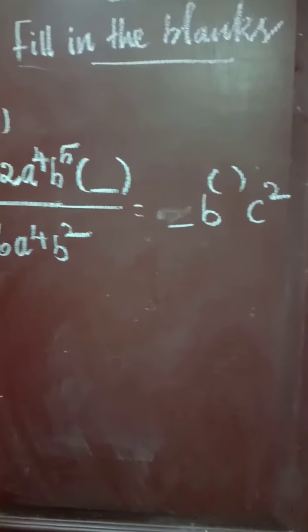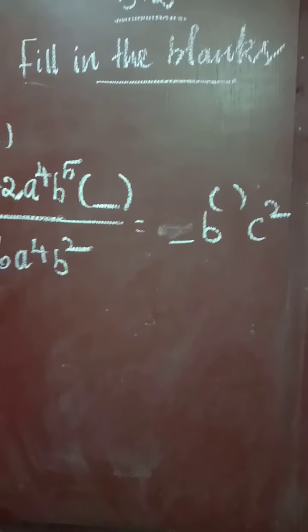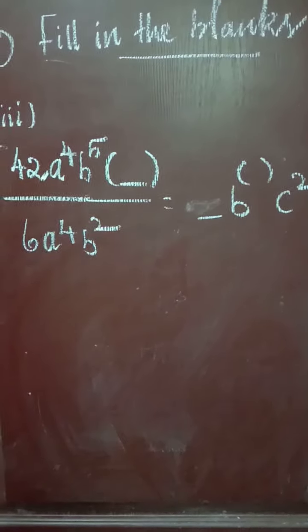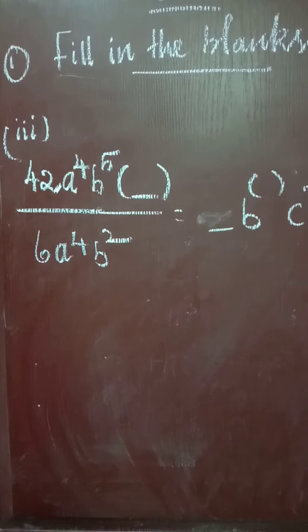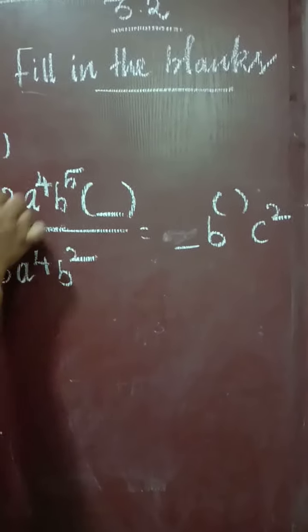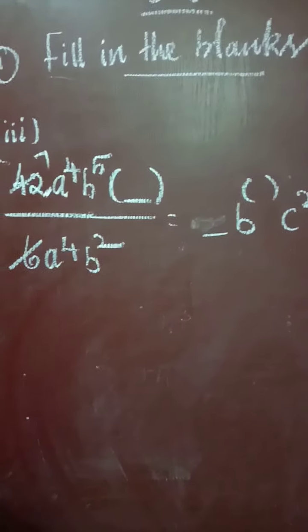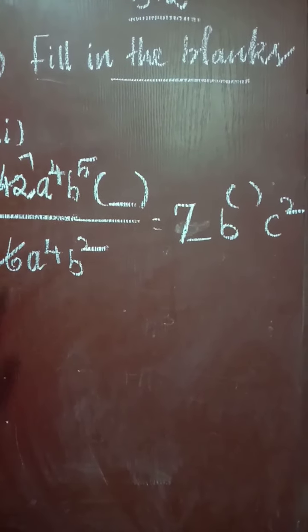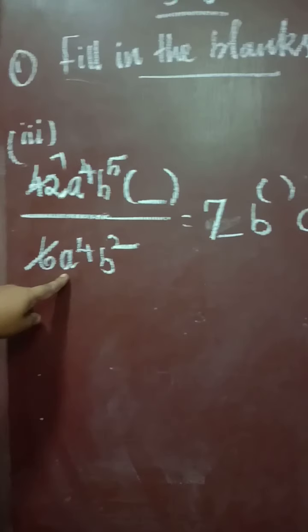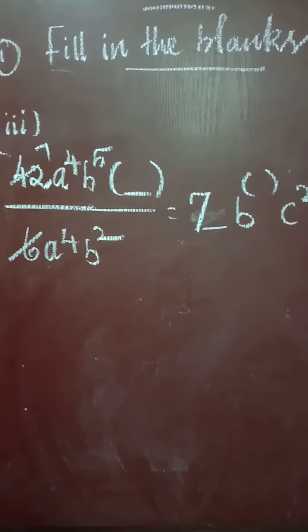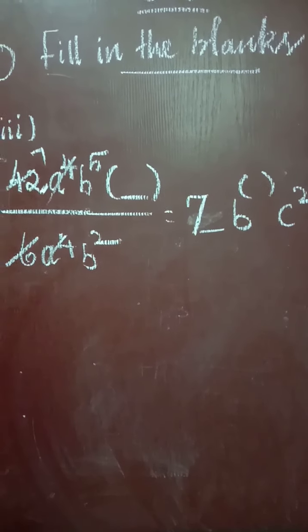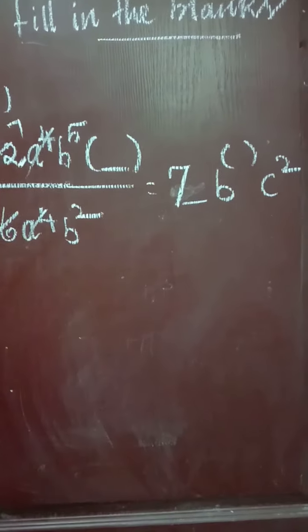Listen. Here 42, here 6. Do you know the 6 table? How many 6 in 42? Say the table. 6 7s are 42. So here we cancel, and this place is 7. So here we put 7. Listen, here a power 4, here also a power 4. So this one and this one cancel. So the a term does not come in the answer.